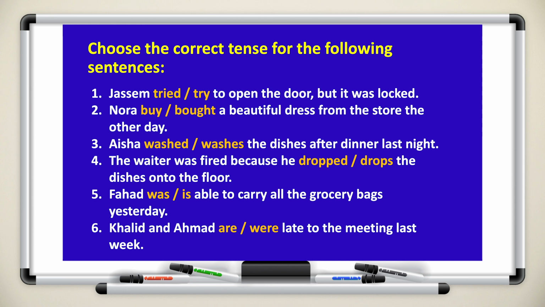Now, when you choose the correct answer, you have to either look for keywords or look at the pronoun, or the subject in the sentence to choose the right word. So pay attention to the tense, the verbs, and the pronouns. Let's take a look at the answers. 1. Jasim tried. If you got it right, well done.